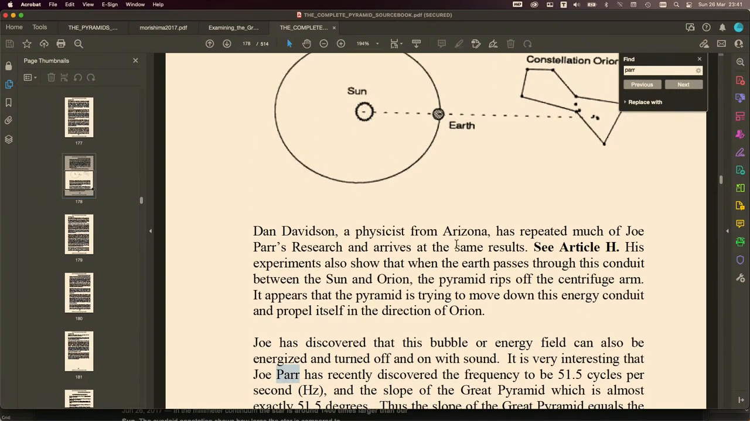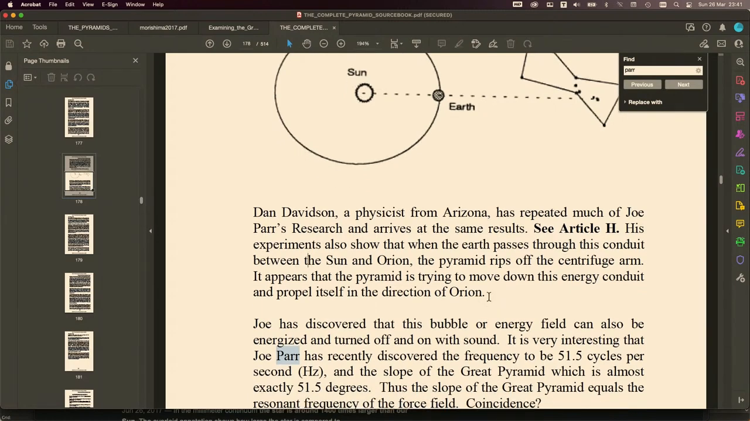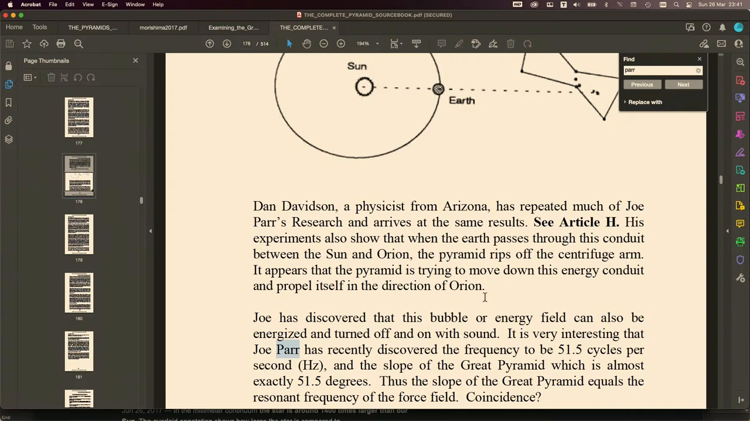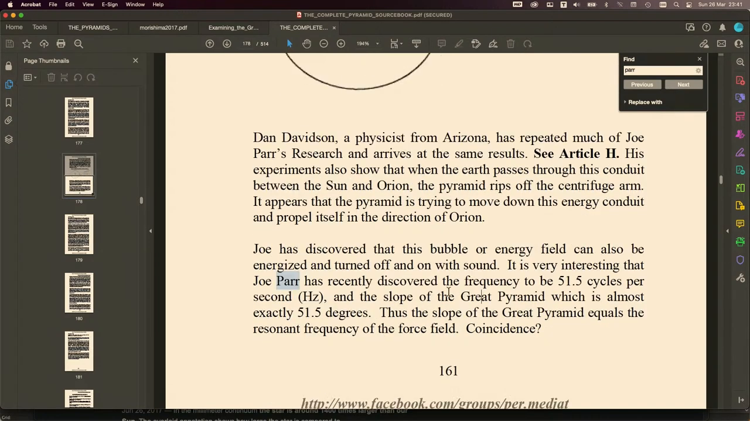Dan Davison, a physicist from Arizona, has repeated much of Joe Parr's research and arrives at the same results. See Article H. We'll go and have a look at Article H. His experiments also show that when the Earth passes through this conduit between the Sun and Orion, the pyramid rips off the centrifuge arm. It appears that the pyramid is trying to move down this energy conduit and propel itself in the direction of Orion. Joe has discovered that this bubble or energy field can also be energized and turned off and on with sound.